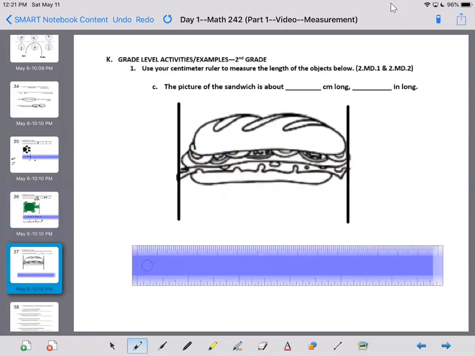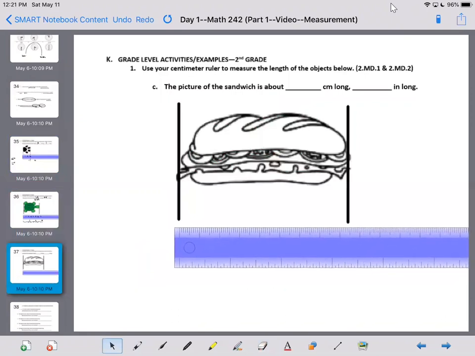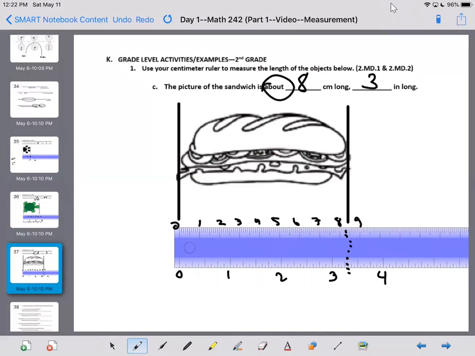Next, we'll look at the sandwich. And with that, let's slide our ruler over. We're starting at 0, so we're looking at centimeters. We've got 1, 2, 3, 4, 5, 6, 7, 8. There's 9. A little closer to 8.5. So we would say about 8 centimeters long. And then we think about our inches. Remember our 0. So there's 1 inch, there's 2 inches, there's 3 inches, there's 4 inches. So it's definitely closer to about 3 inches long. And notice that the wording wants about, it wants estimates.